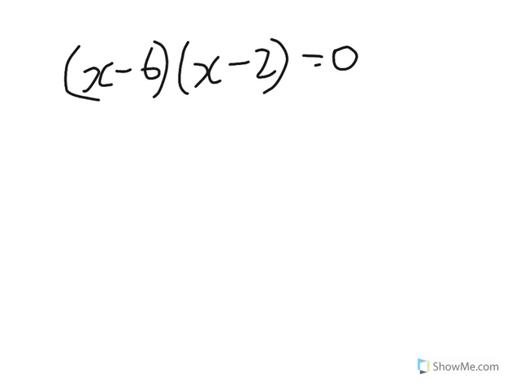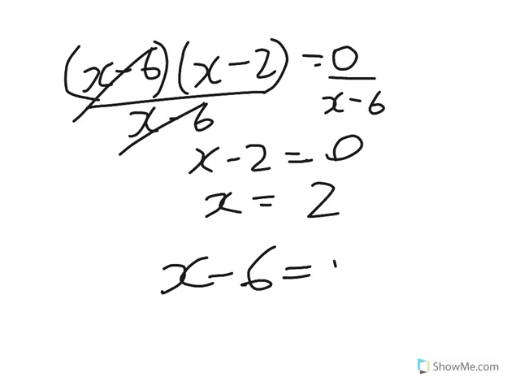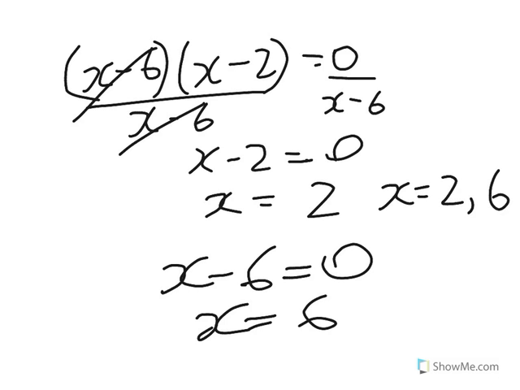Alright? Okay, so now we're going to solve for x. We divide both sides by x minus 6, so these two cancel. It means that x minus 2 is equal to 0. If we add 2 on both sides, we get x is equal to 2. Now if we do the same thing and divide both sides by x minus 2, we get x minus 6 is equal to 0, and that means x is equal to 6. So your two answers are x is equal to 2 and 6.